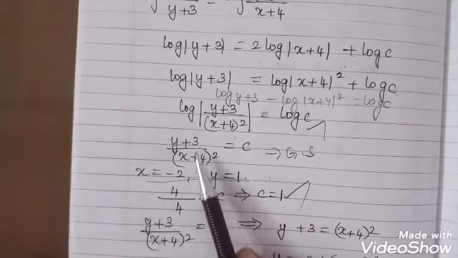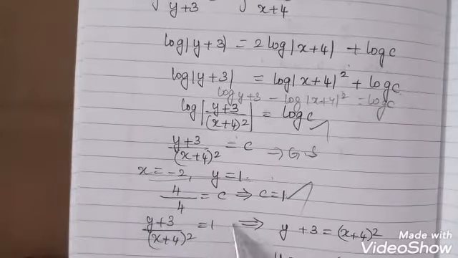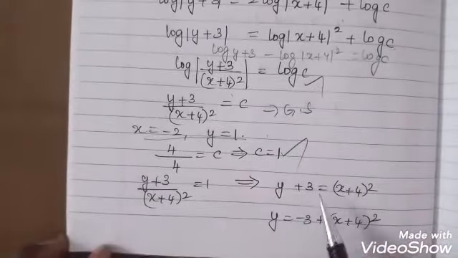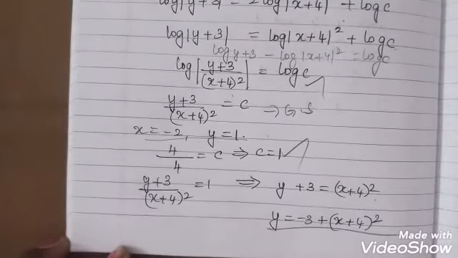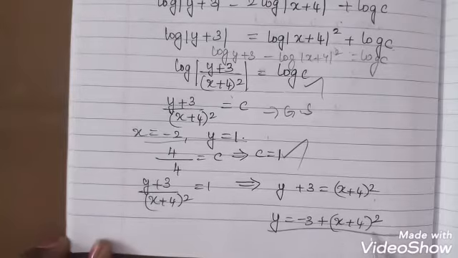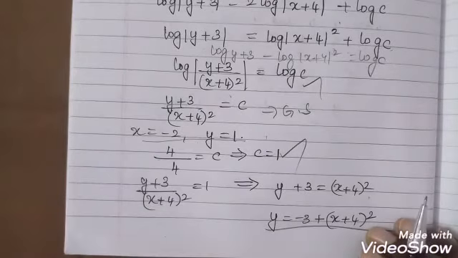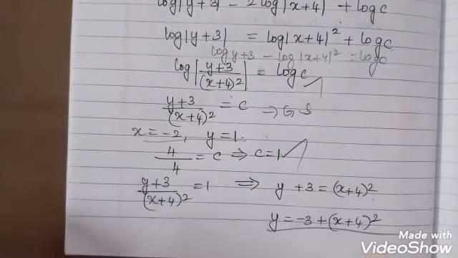So what's the equation you get here? y plus 3 by x plus 4 the whole square is equal to 1, or in other words I can write it as y plus 3 is equal to x plus 4 the whole square, or y is equal to minus 3 plus x plus 4 the whole square. So this is the equation of the given curve. Got it?